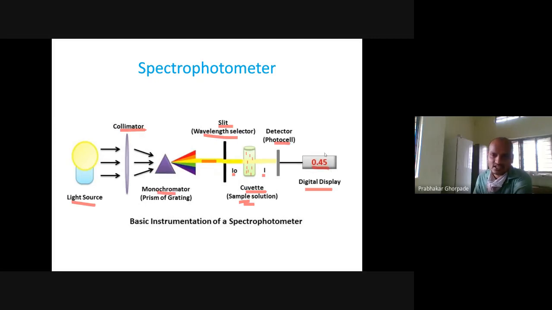For example, here 0.45 is the optical density of the light. So we can get an idea of how much light has been absorbed. Basically, we get that calculation from the transmittance reading. We put this transmittance reading in the mathematical formula, and then we get it. So that is the principle of the instrumentation, how a spectrophotometer works, right?